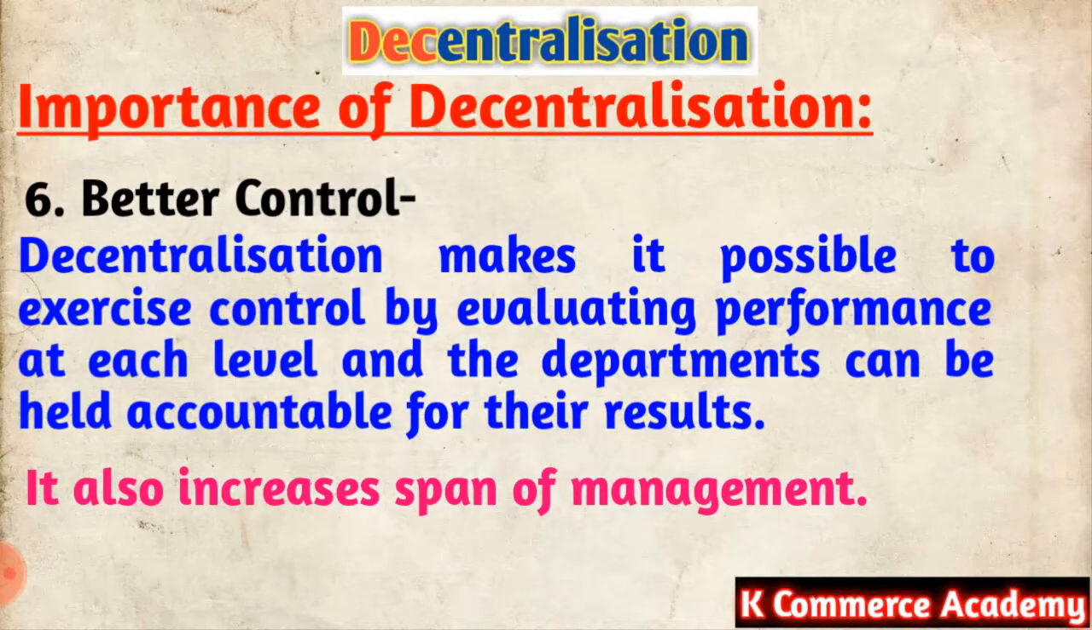And the last one is it results in better control. Decentralization makes it possible to exercise control by evaluating performance at each level, and the departments can be held accountable for their results. When a person has been given complete autonomy and freedom to take decisions to a certain extent, that person can be held responsible, the department can be held responsible, the division can be held responsible and accountable for achievement and non-achievement of the targets or standards. So it develops better control in the organization, and it also increases the span of management.